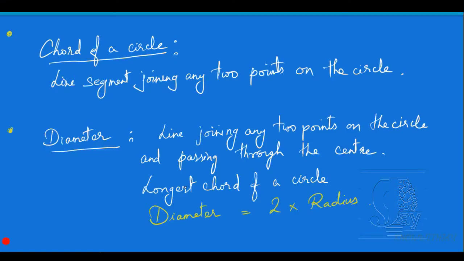Now let us see some different terms related to a circle. First one is a chord. Now what is a chord? The chord of a circle is a line segment joining any 2 points on the circle. Then diameter, it is a line joining any 2 points on the circle, so it's the same thing like a chord, but passing through the center. So the diameter passes through the center, and it is the longest chord of a circle.